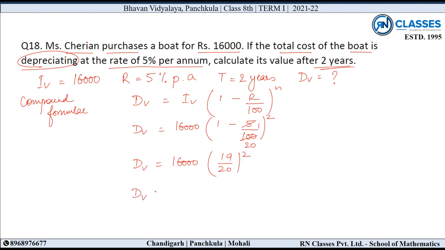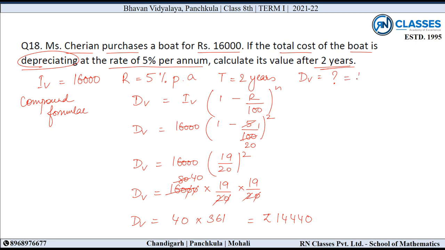So depreciated value would be 16,000 into 19 by 20 into 19 by 20. Right? Cancel the zeros. 2, 80 times. 2, 40 times. Right? So depreciated value would be 40 into 19 square, which is 361. Everyone knows it. So 361 into 40 is rupees 14,440. So the depreciated value we got is 14,440 rupees.